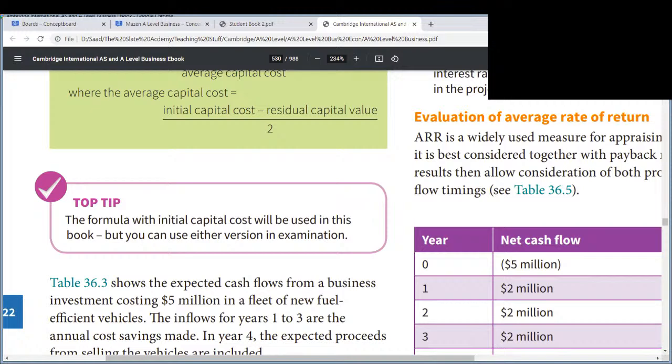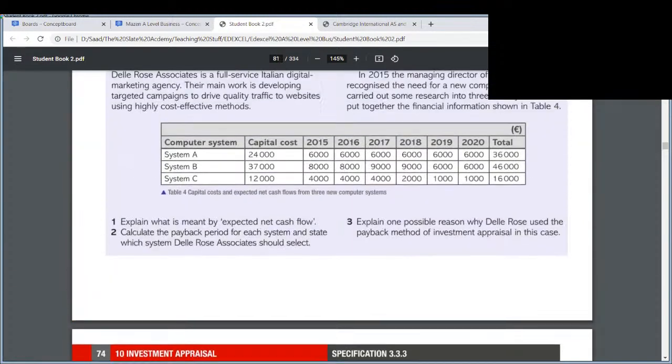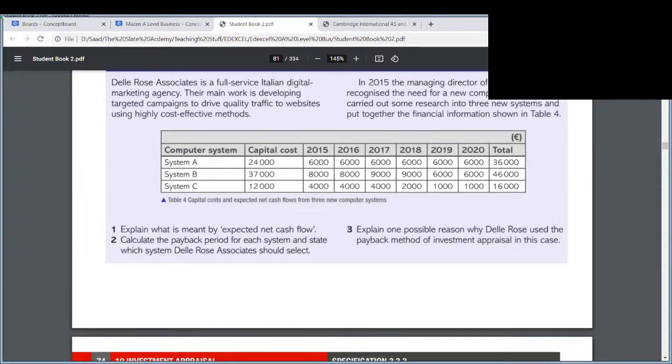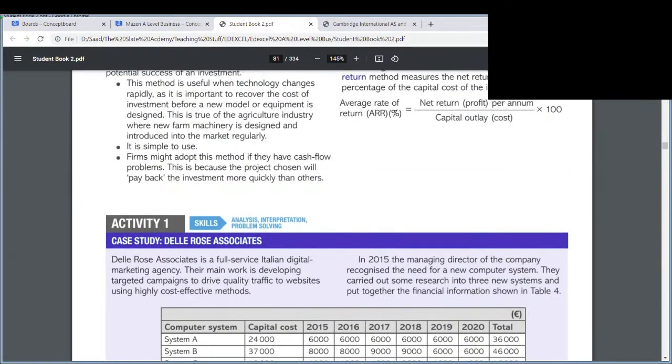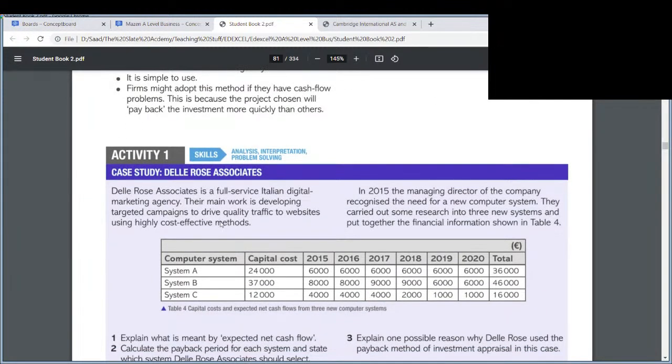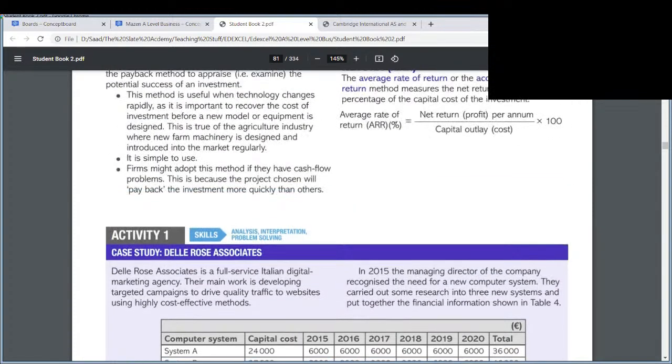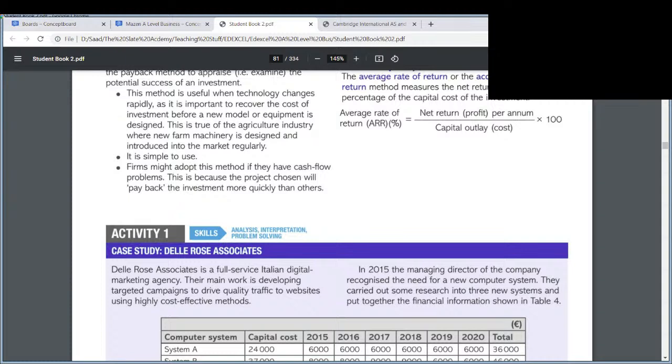Okay. So back to the example that we had. For the first project, we said 36,000 inflow minus 24,000, which is 12,000, divided by 6. So the annual profit was 2,000, and 2,000 divided by 24,000. Why? Because our formula is net profit per annum divided by capital cost. So net profit per annum is 2,000.